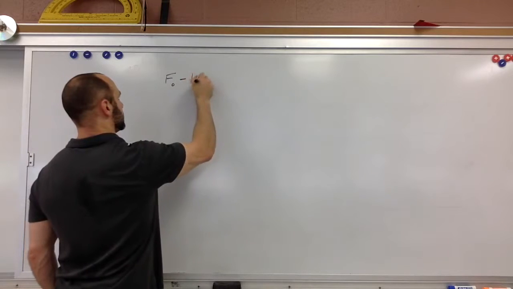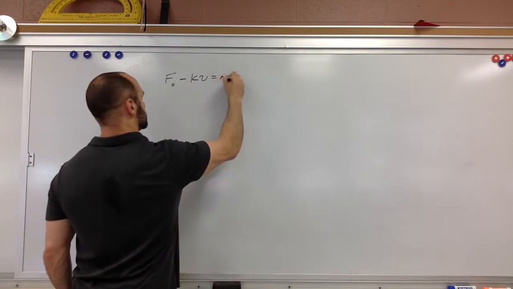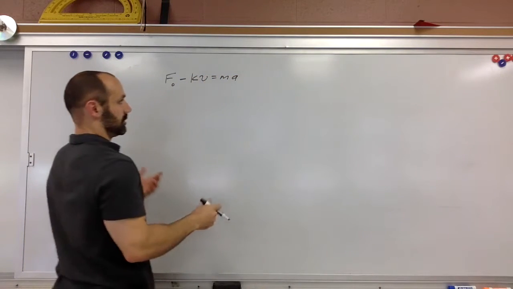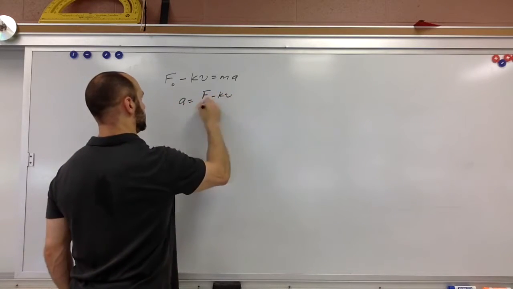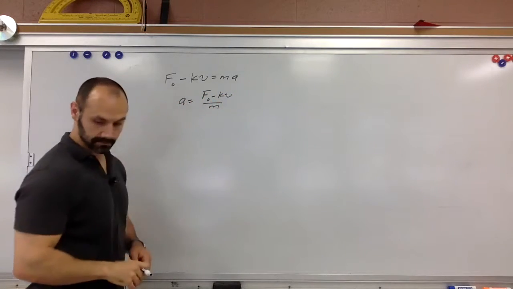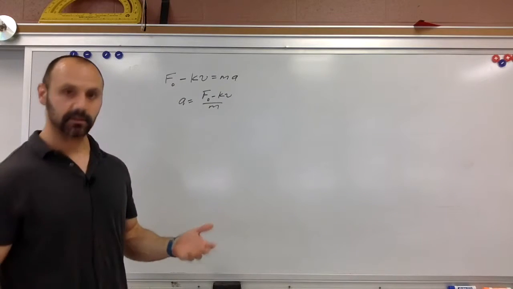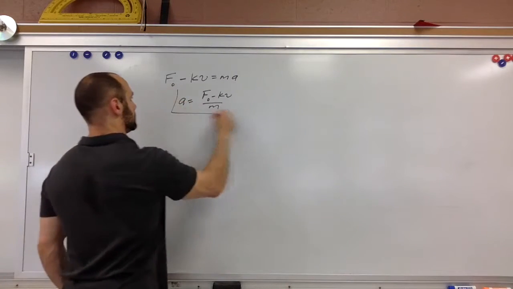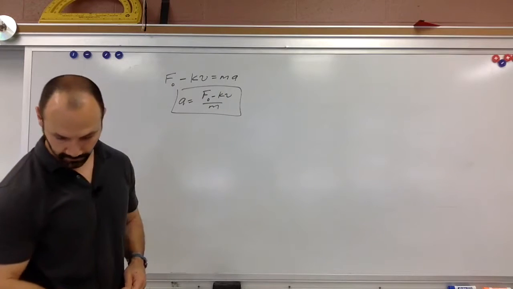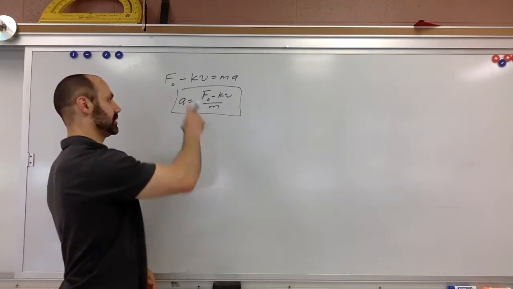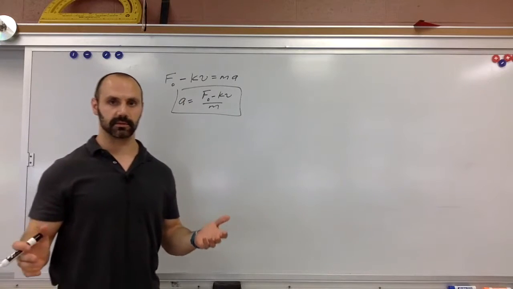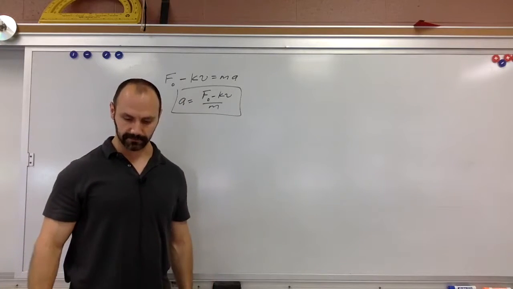So I'm going to do F naught minus kV equals ma. So I want to find the acceleration. Well, the acceleration is F naught minus kV over m. And that's it. That's all we have to do. That also was worth 3 points. So if you did the free body diagram correctly and you did this correctly, then you've got 6 points already out of 15 on this question.